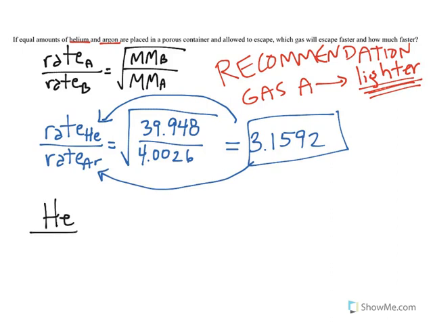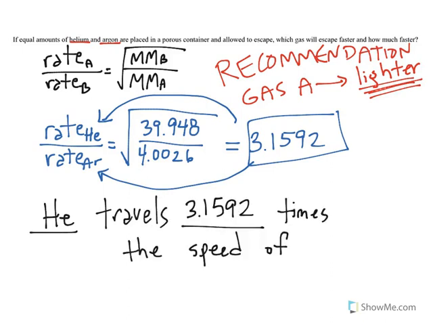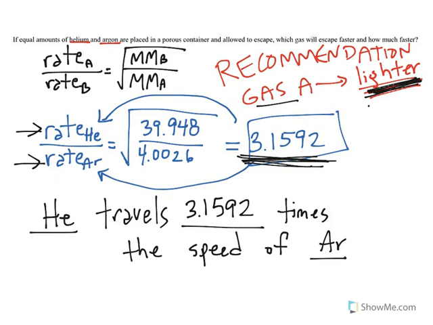So we could write it like this. Helium, because that's the gas we chose, travels 3.1592 times the speed of argon, because this number is a ratio of helium speed compared to argon speed. This is the reason I told you to make gas A the lighter gas. The lighter gas will always be the faster gas, and if you put the faster gas on top of the fraction, you'll always get a number larger than 1, and it'll make sense.